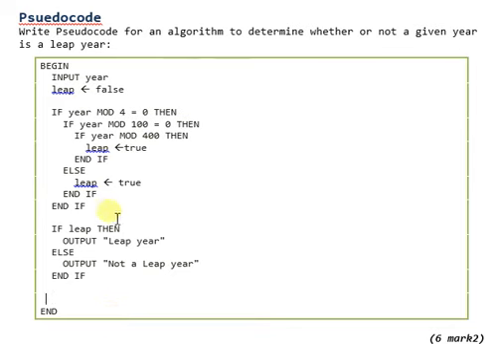Remember, I've just got input year, there's no prompts in here or anything like that, just keep it clean and tidy. So that's the algorithm, and that would get you 6 marks for that.